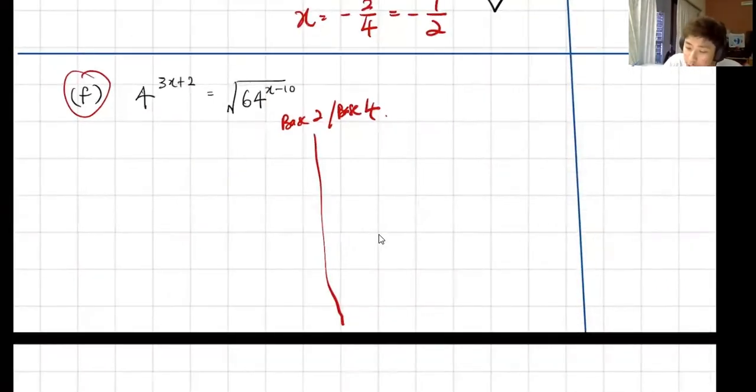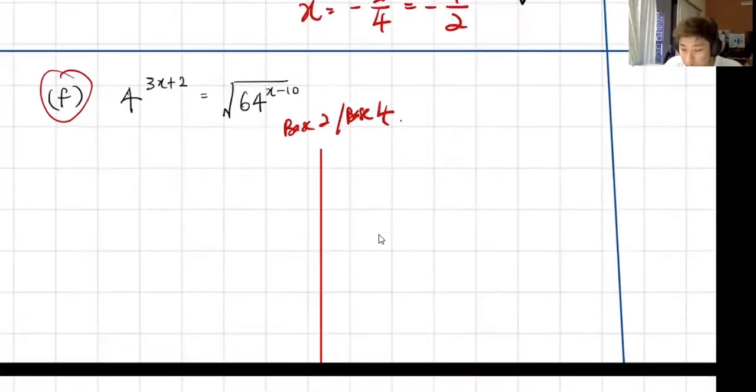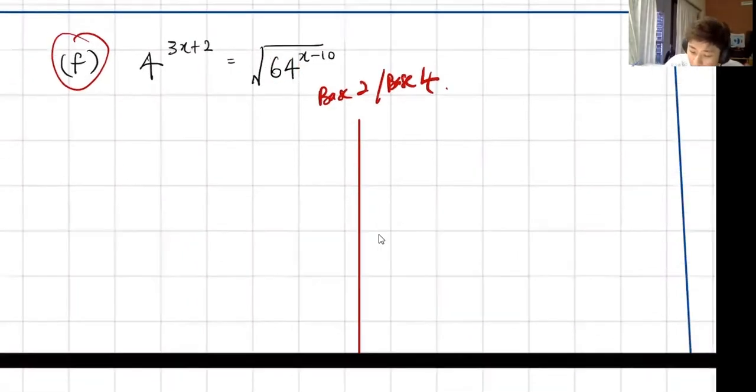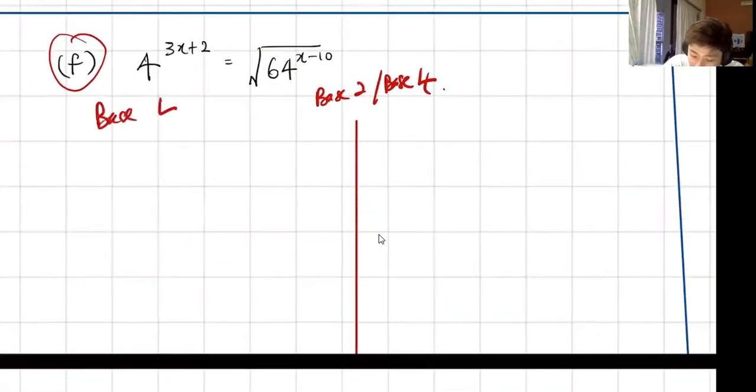As long as you can express it to the same base, you can actually solve the equation already. The purpose is to express them into the same base, not necessarily the smallest base, but usually you express it to the smallest base, unless you see questions like this where you can express 64 in base 4 also. So I can actually express in base 2 or base 4. I'll solve for base 4 on the left, okay?